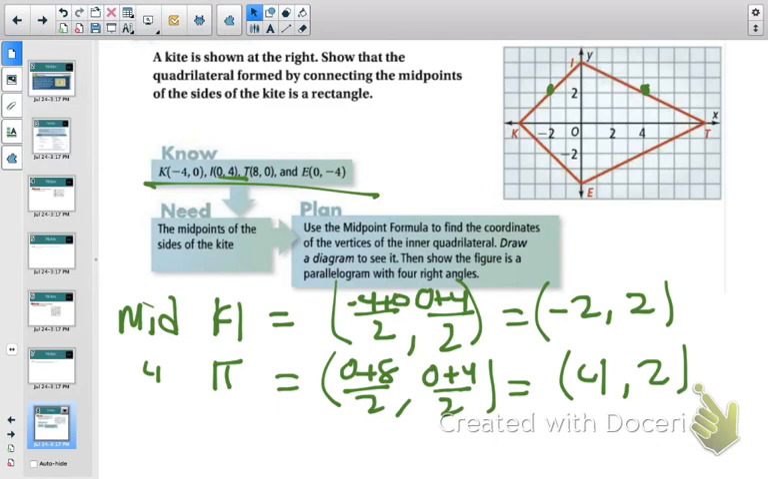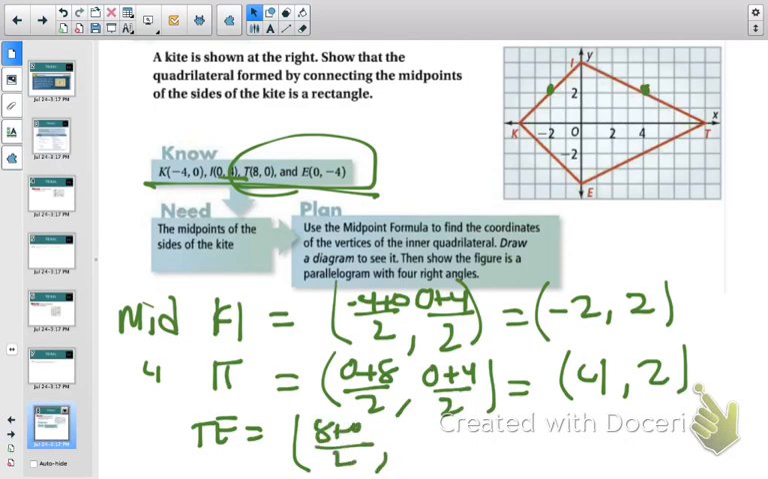Okay, then let's do TE. So now looking at these two. So we have 8 and 0 again for your x's, and then 0 and -4 for the y's. So I'm just adding them together and then dividing by 2 to get the midpoint. 8 plus 0 is 8, divided by 2 is 4. 0 minus 4 is -4, divided by 2 is -2. So 4, -2 is this one right here.